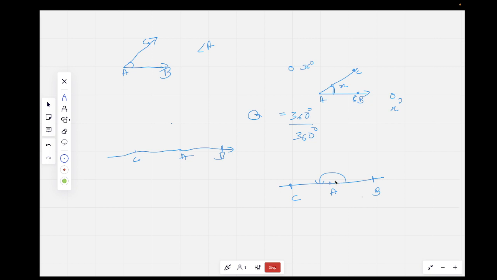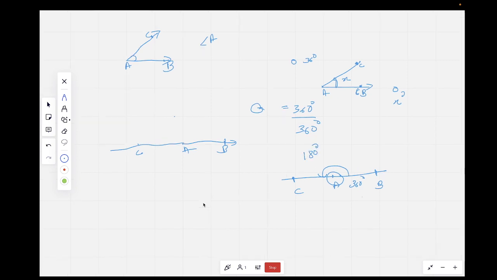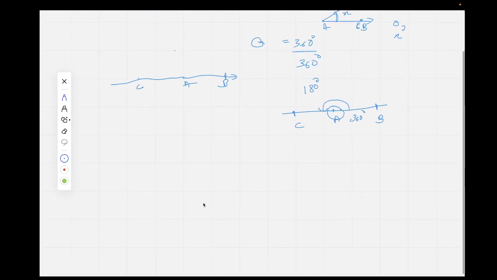So a full circle makes 360 degrees. So half a rotation will make 180 degrees. This is actually very important, like the intuition to understand that a straight line always subtends a 180 degree angle.